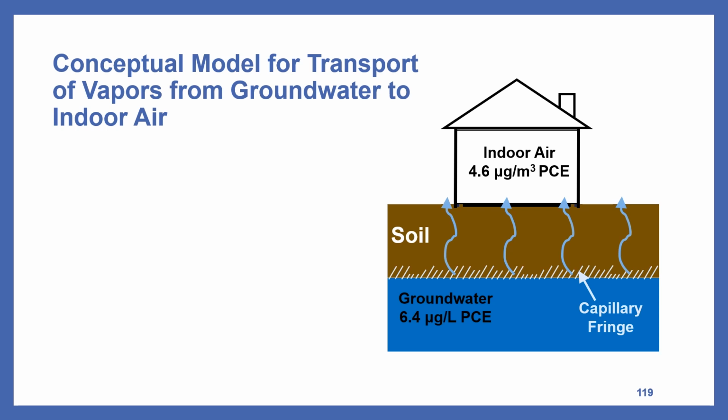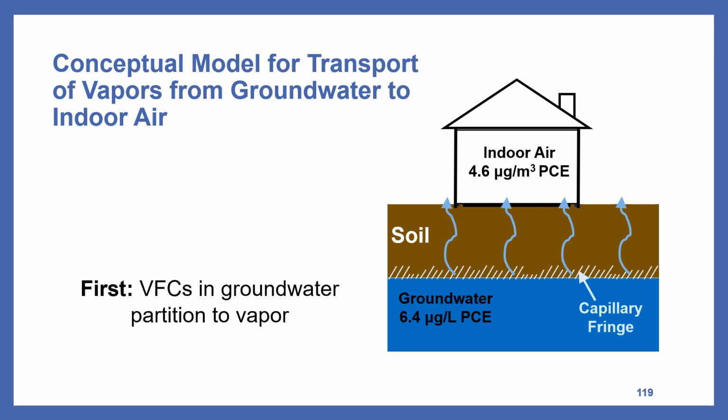So first up, I just want to give you the overall 2-step process for how we handle this mathematically. First, we partition the VOCs in groundwater to vapor phase using equilibrium partitioning equations. And then second, the vapors have to migrate through the capillary fringe and the soil into the indoor air. We handle this through use of an attenuation factor.